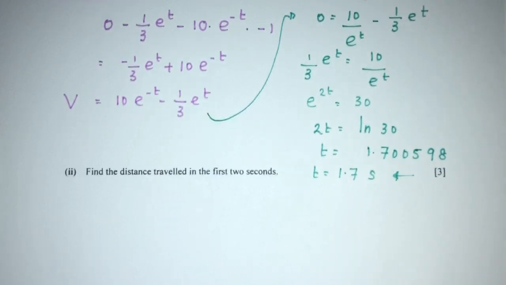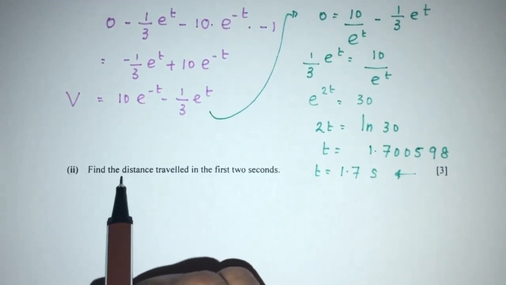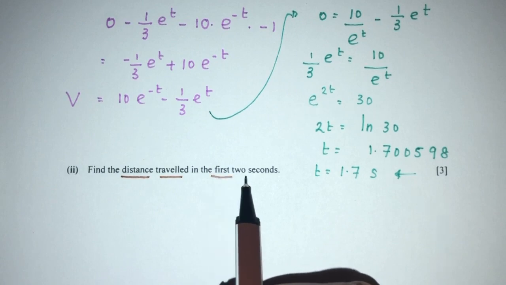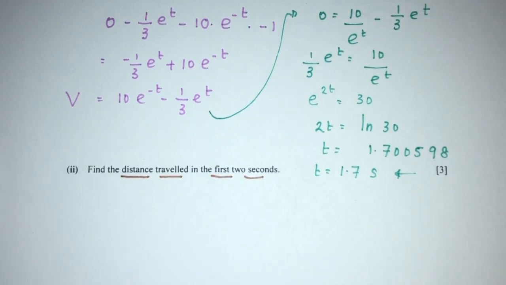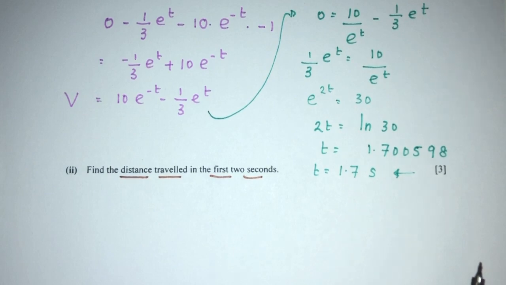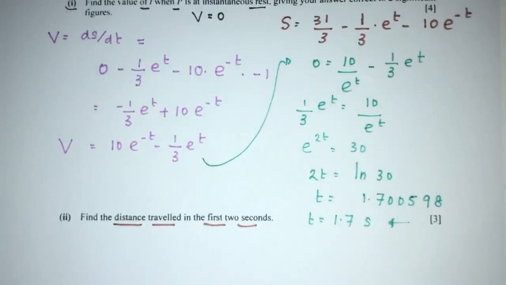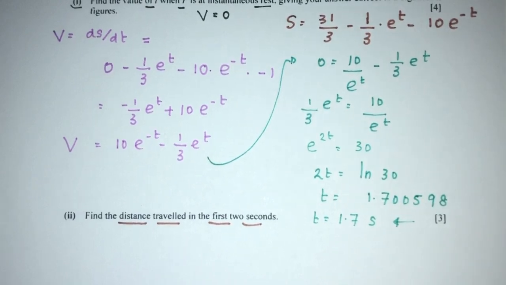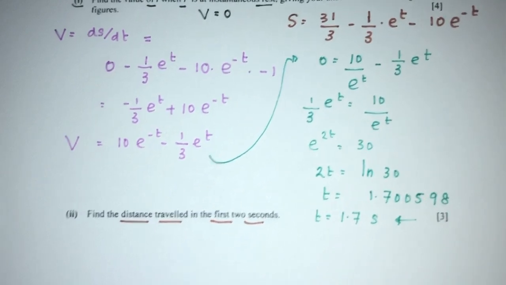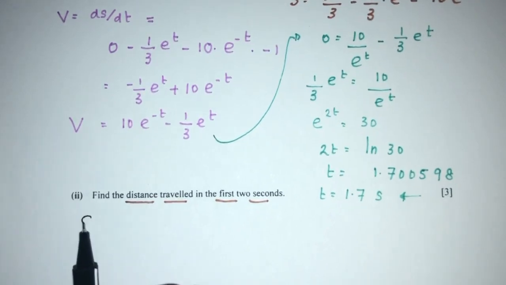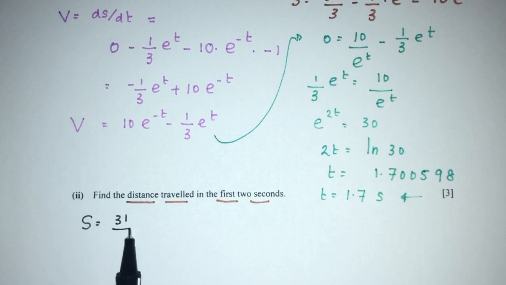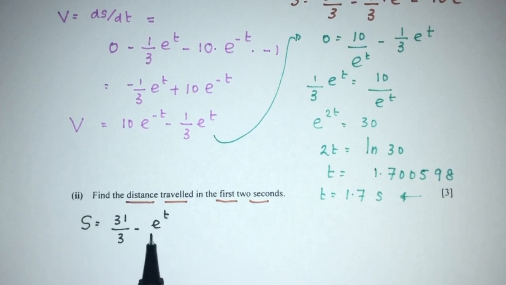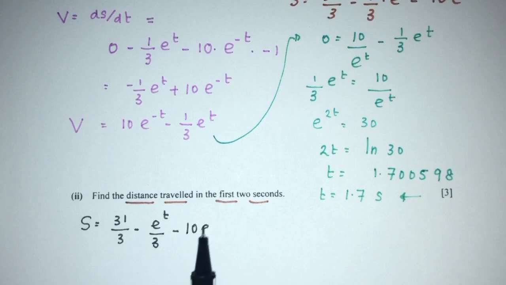Now let's move on to part 2 of the question. Here we have to find the distance traveled for the first 2 seconds. Again, I had to recheck the question because there was something I was missing in the first place, because in most cases the questions are all connected with each other. Let's see how we have a connection in this case. We are given the displacement s, 31/3 minus (1/3)e^t minus 10e^(-t). This is the displacement and not the distance traveled.